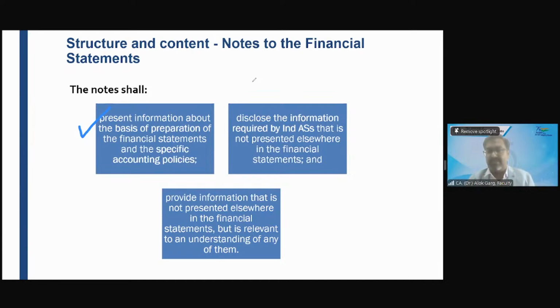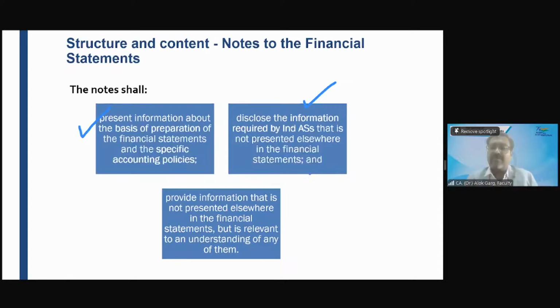Material accounting policy information. Second, disclose the information required by Ind AS that is not presented elsewhere in the financial statement. What are those disclosures? What is the information which is not there in the balance sheet, P&L, cash flow, and statement of changes in equity? Those disclosures are also required to be made.